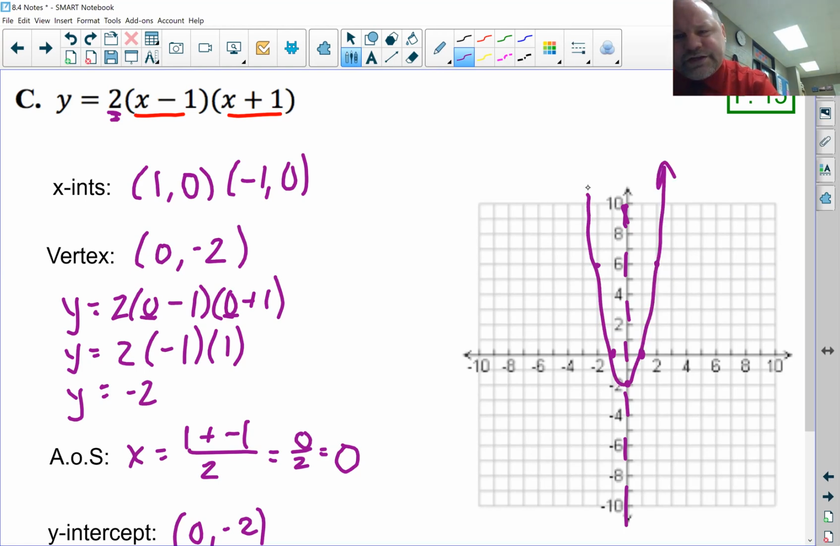So as you can see, this parabola is narrower opening. It doesn't open as wide as the last 2 examples we did.